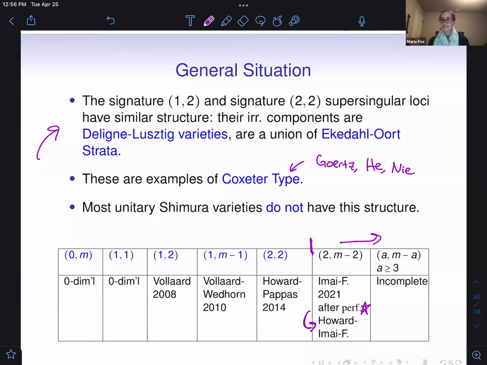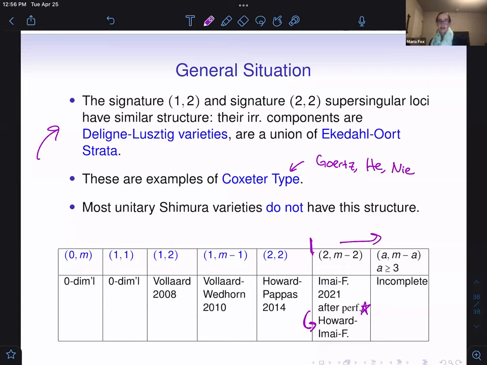Thanks. Are there other questions here? Yusui says that they're curious about the description of the supersingular locus in the ramified case. Could you say something about that case?